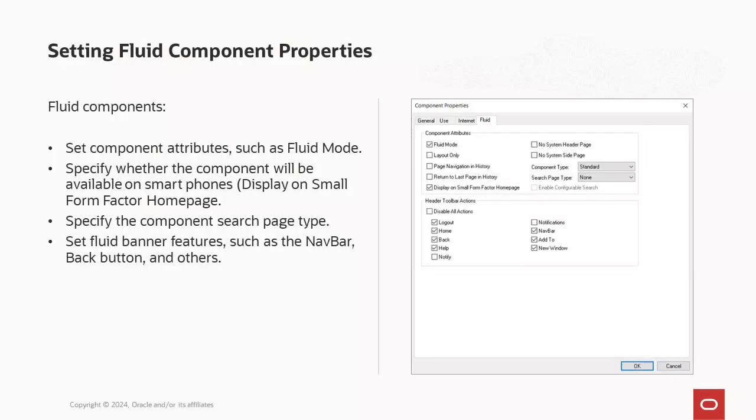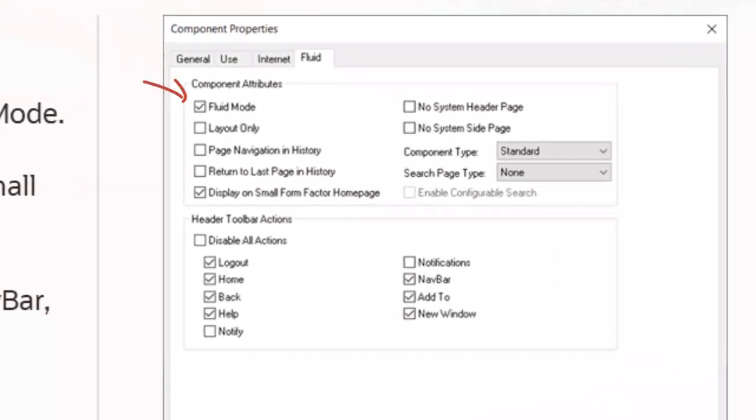Starting with PeopleTools 8.54, the Fluid tab is included in the Component Properties dialog box. This tab displays the Fluid-specific settings for components. While these are all documented in PeopleSoft Online Help, we'll briefly describe the options here. Fluid mode is the critical setting for fluid components. If it is not set, the component will not render as fluid.